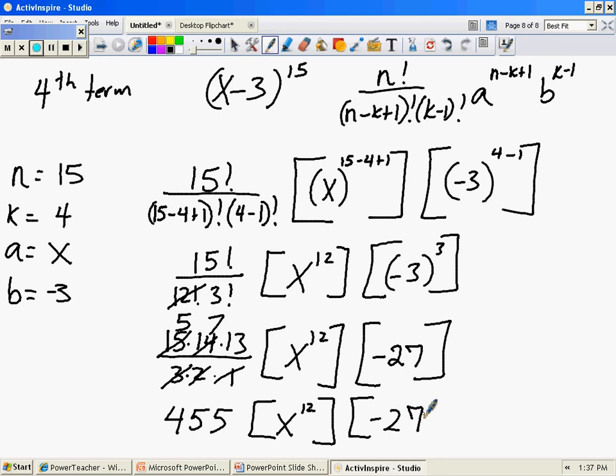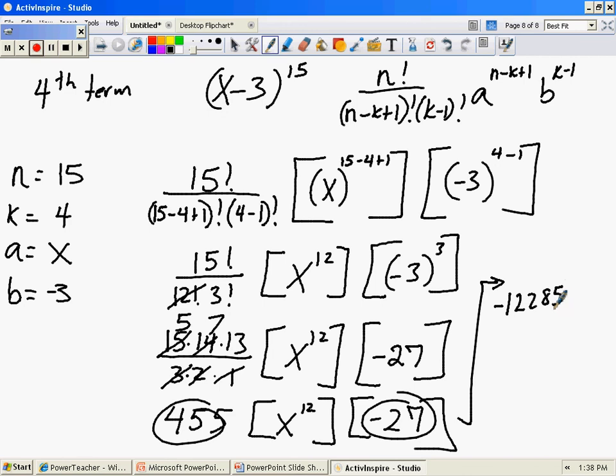Now any numbers that are left over here, you're going to multiply them all together. So I just need to multiply the 455 with the negative 27 and we're all done. So my final answer would be the following. Negative 12285 x to the 12th.